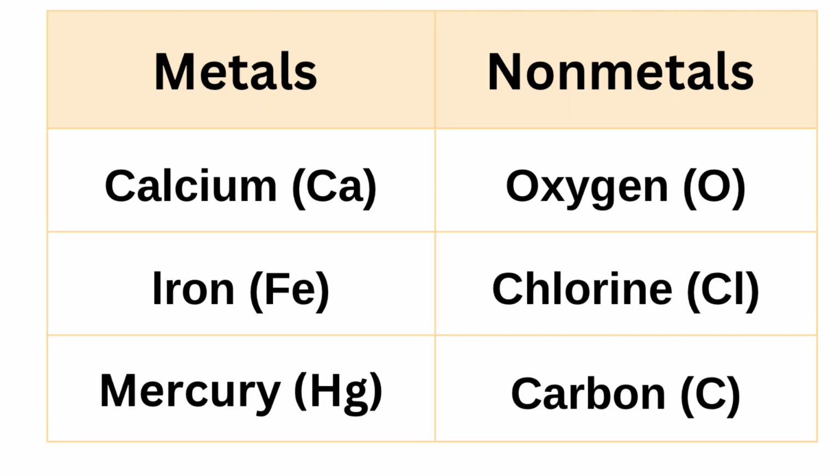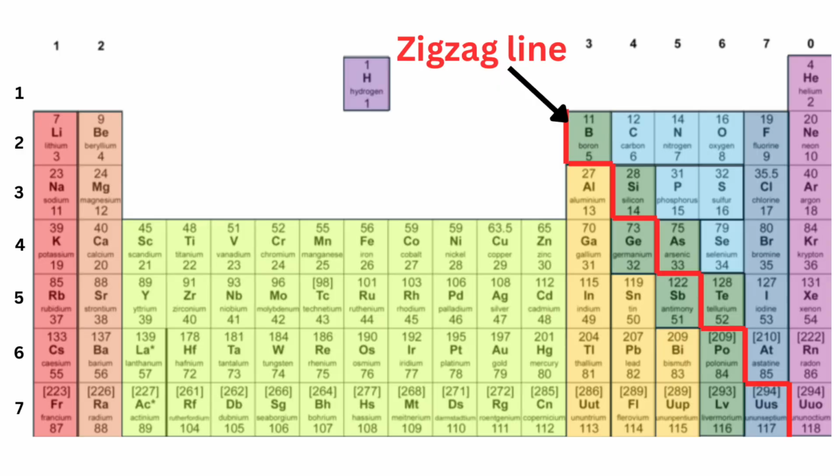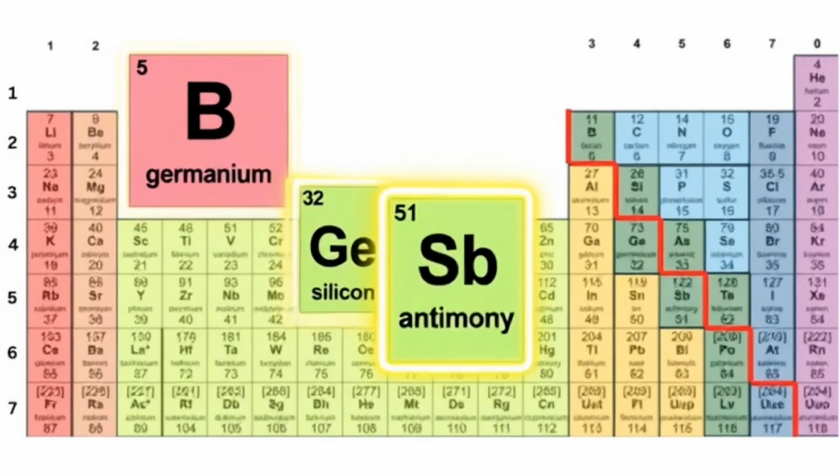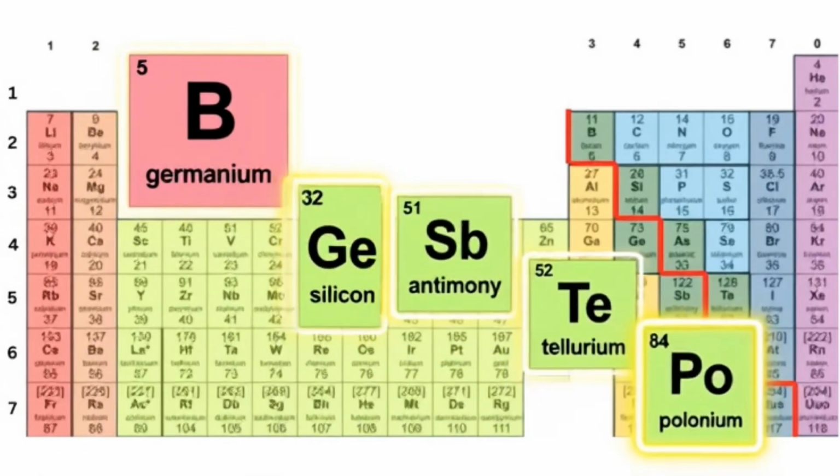Now, let's look at metals and nonmetals. If you look at the periodic table, you'll notice a zigzag line. This line separates metals from nonmetals. The elements along this line are called metalloids, and they have properties of both.